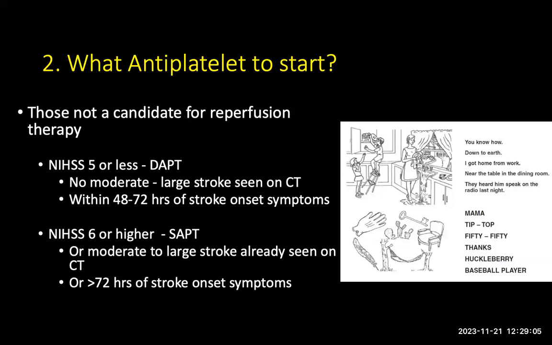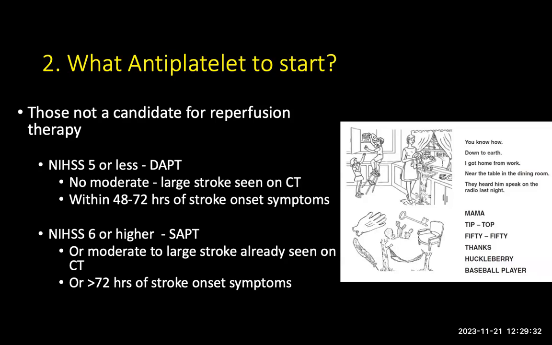So if an NIHSS of 5 or less, you would be mostly safe to start these patients on dual antiplatelet therapy. And again, they should be within 48 to 72 hours of their symptom onset, and as I said, there should be no moderate stroke. Sometimes you can have a large right frontal stroke in a non-eloquent area, and the NIHSS would be less than 5, but those won't be the patients that you would start on dual antiplatelet.